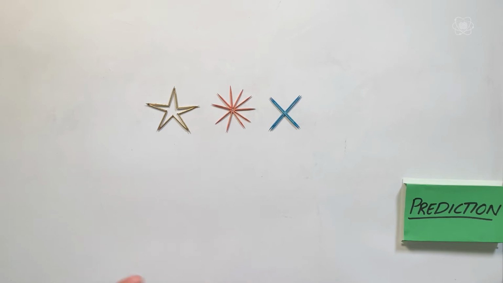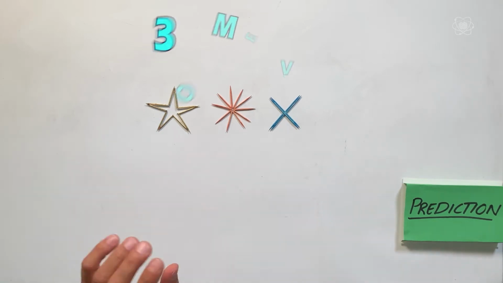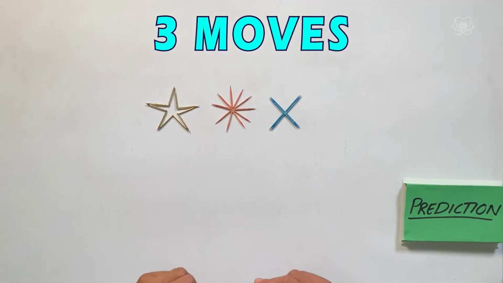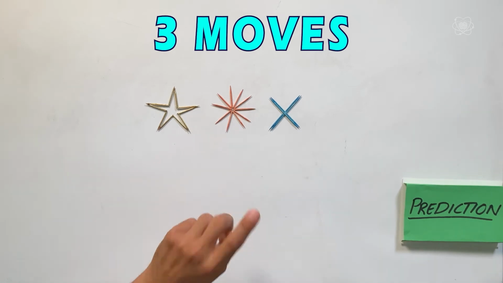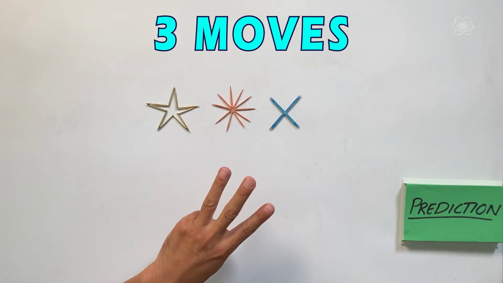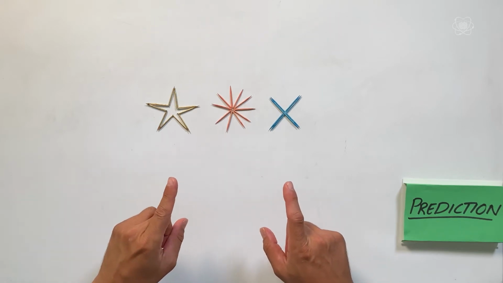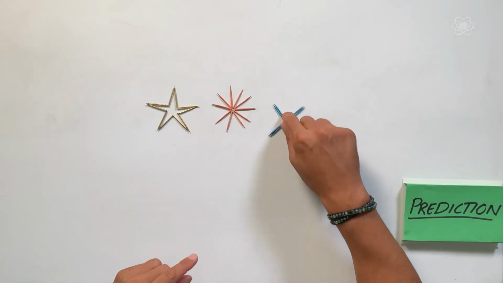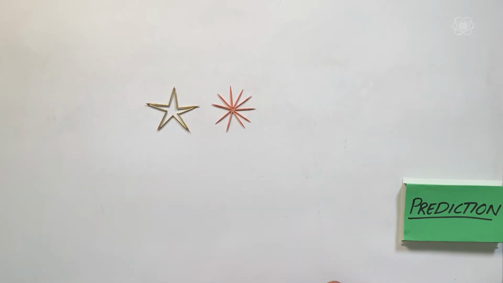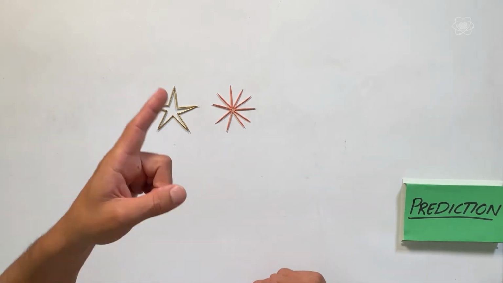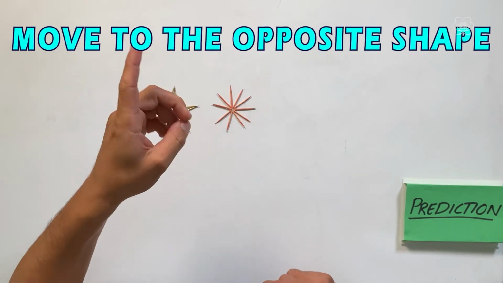All right, keeping your finger right where it is, I want you to move 3 times. Ready? Go. 1, 2, 3. I think you were trying to trick me on that one. I don't think you're here. I need you to move your finger one time, so move to the opposite shape. Go.